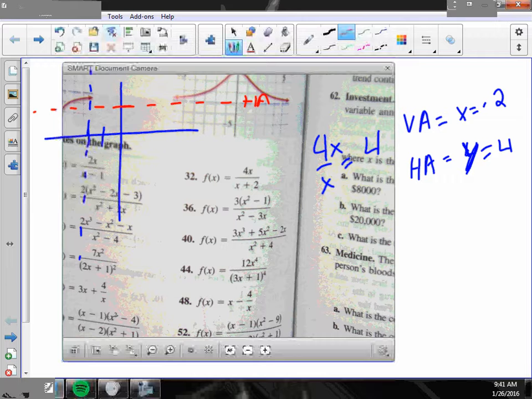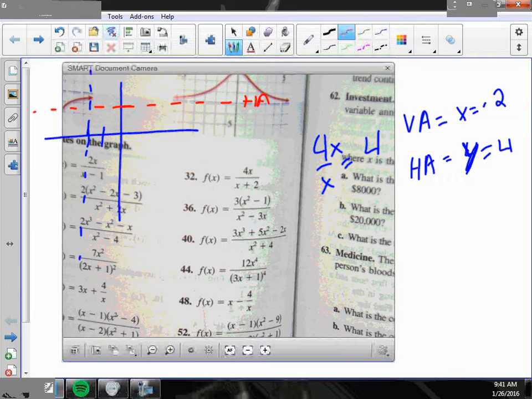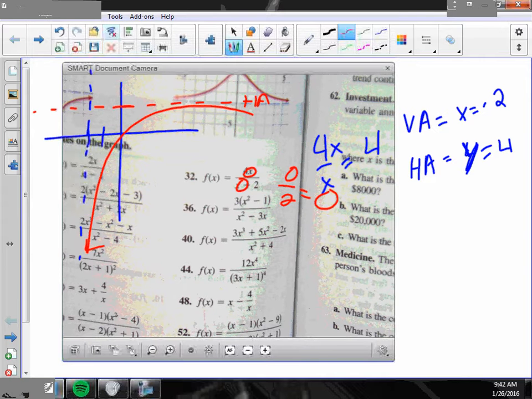So for the right side of the graph, what's the easiest number to plug in? 0. So I'm going to plug in 0, and I get 0 over 2 equals 0, which is above or below the HA? Below, so it's going to look like this.